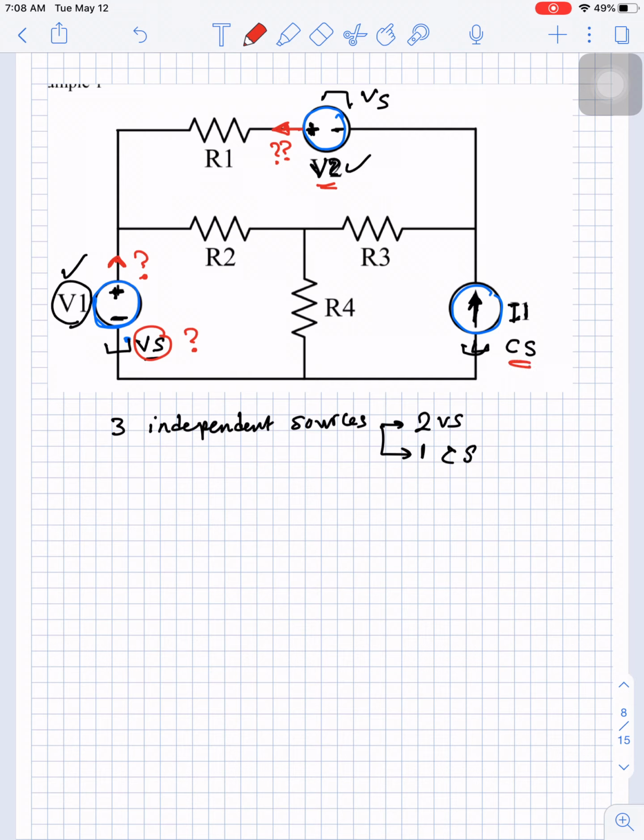Here we have a current source. What is given? You are given the current as value and direction. So what is unknown is the voltage. How will we assume the voltage? We will assume the current is leaving the positive of the voltage, and this voltage again is unknown. So now we have three unknowns for these elements.